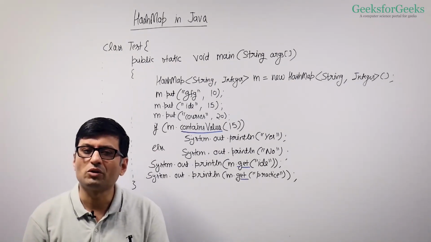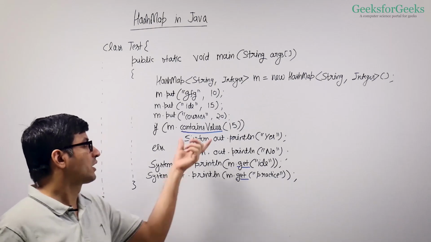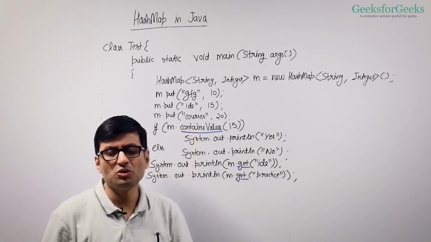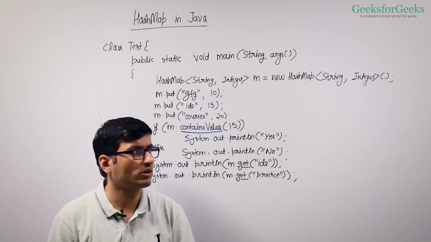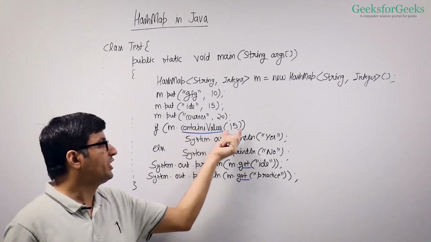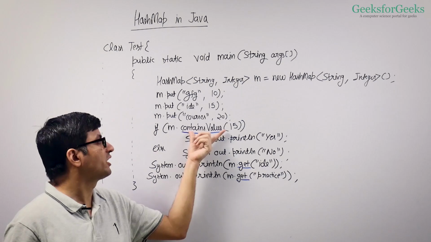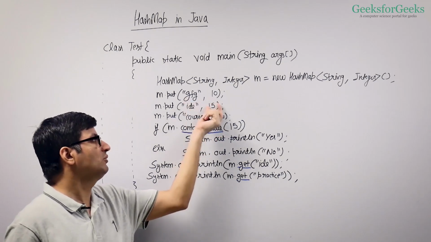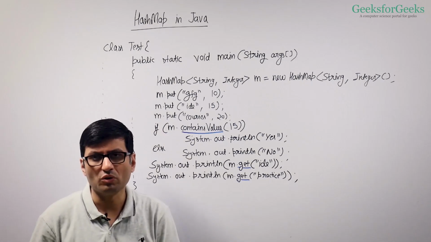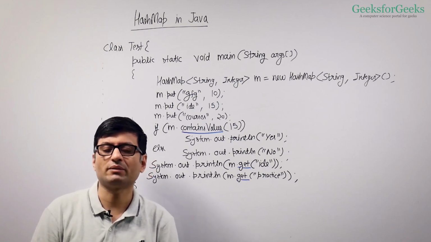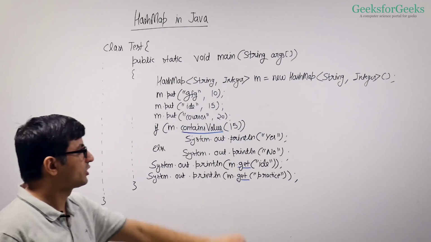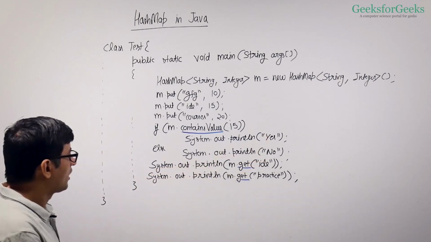Let us now talk about more functions. Contains value is used to check whether a given value is present in the hash map or not. So I have passed 15 here. 15 is present in the hash map as a value, so it will return true. If I pass a value which is not present in the hash map, then it will return false. So the output is going to be yes.